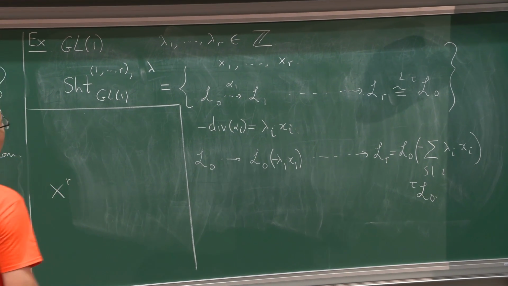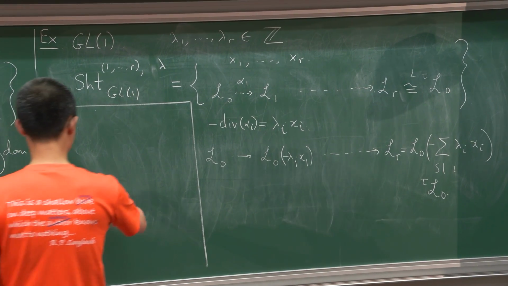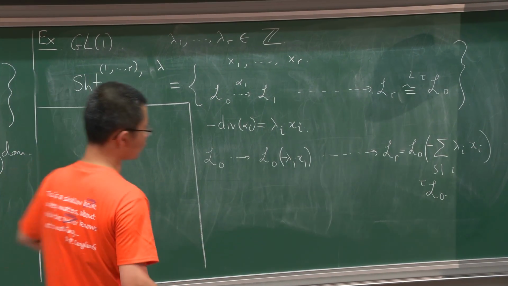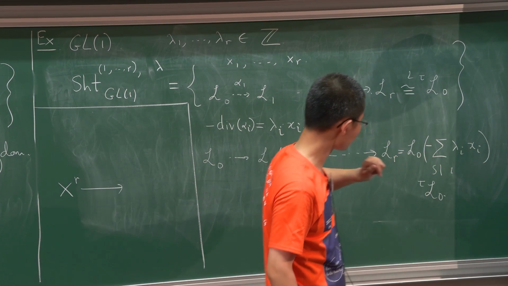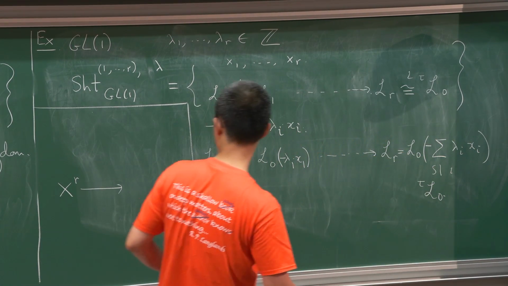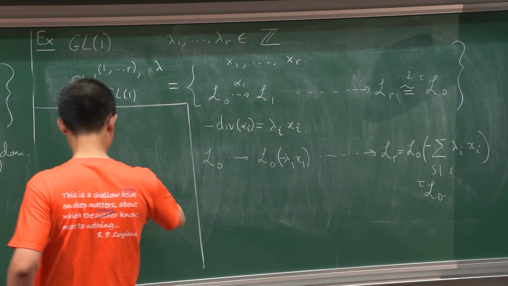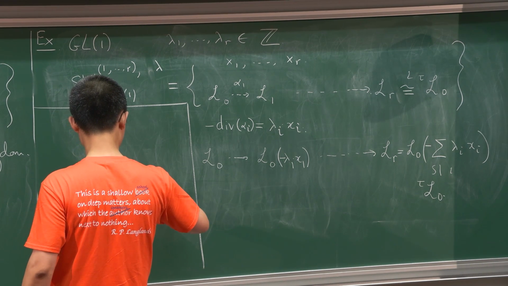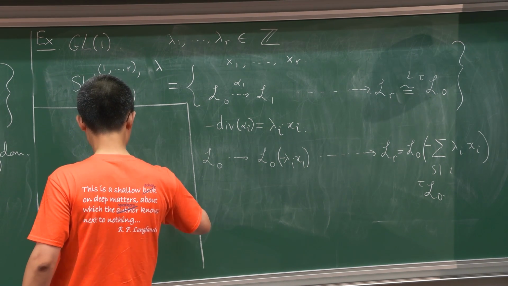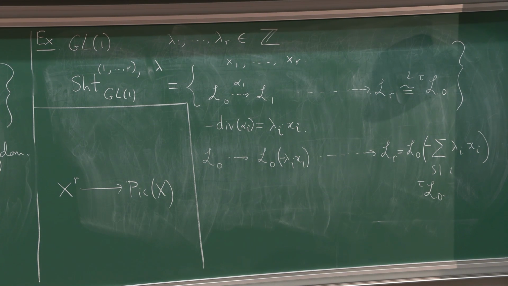You have r points on the curve. It gives you a divisor. It's a linear combination, so these lambda i's are fixed. So you get a divisor that in particular gives you a line bundle, the O of that divisor.